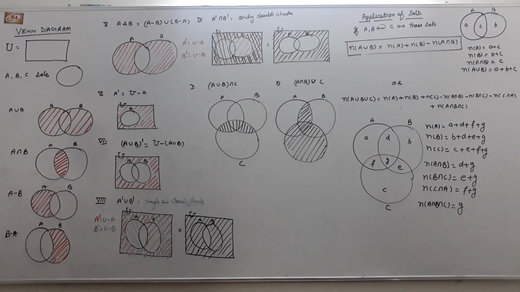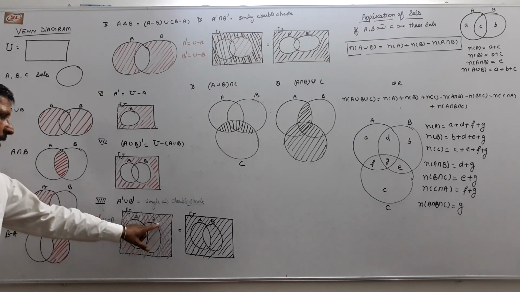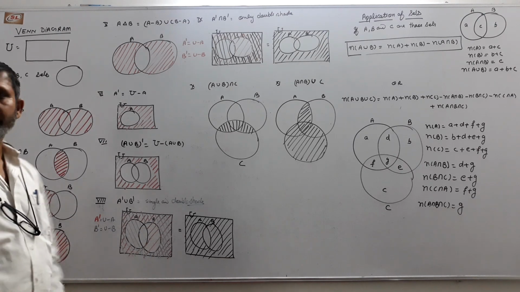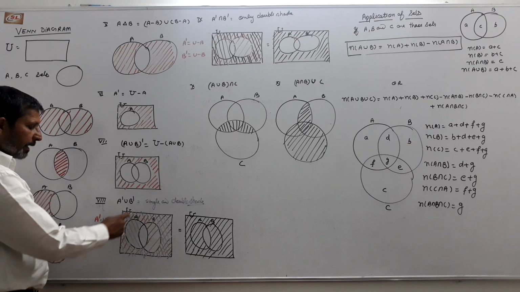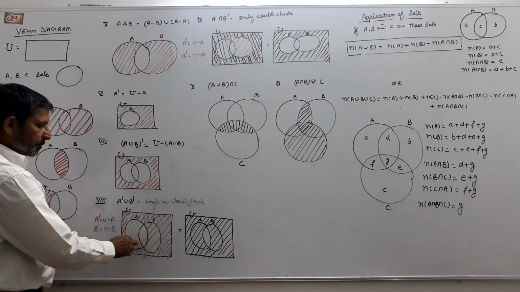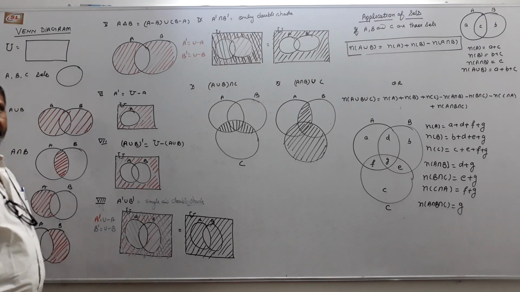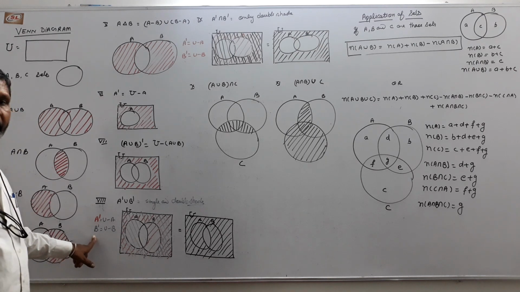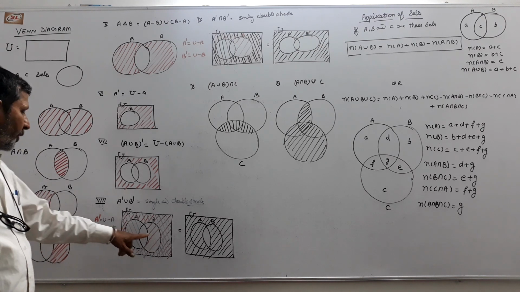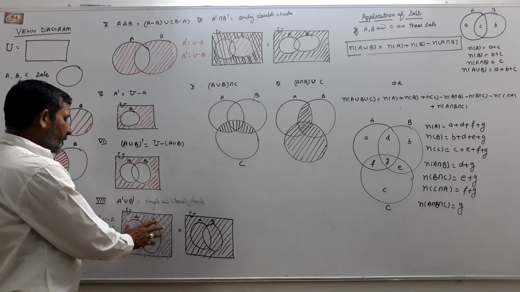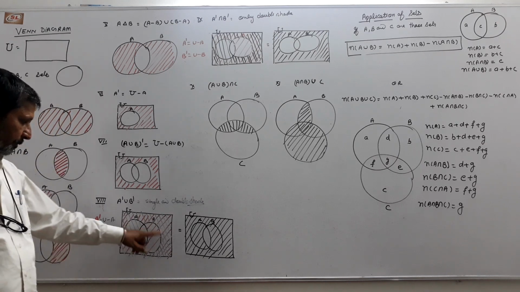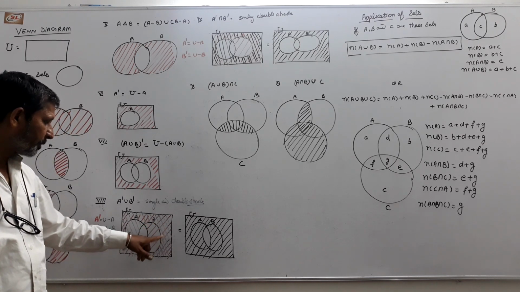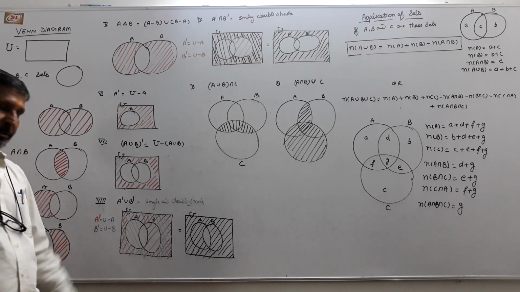Similarly, eighth part, A dash union B dash. Universal set, set A, set B. How we can find out A dash? U minus A. First you only shade the A dash. The red lines show the A dash, everything except A. All these lines represent the A dash. Then how we can find out B dash? Make the complement of B. Now only those elements which are left in the universal set except B. The blue lines represent the B dash.